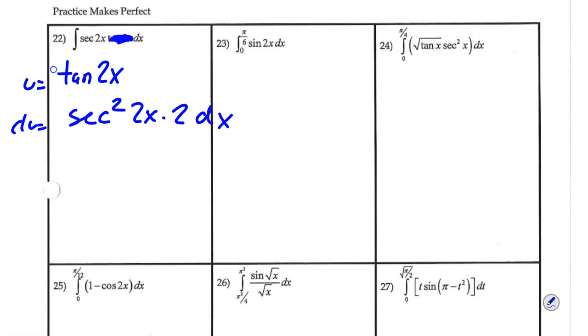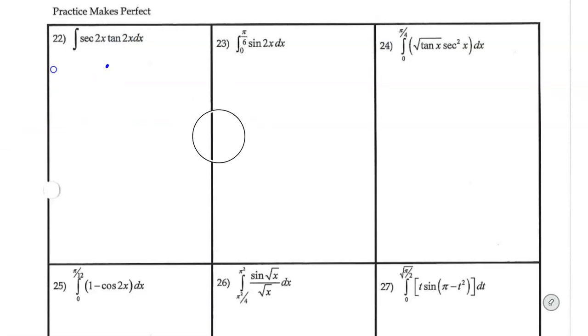Well, if I get rid of this, how many secants do I need for this to work? I need 2 of them. How many do I have? 1. So again, that doesn't work.